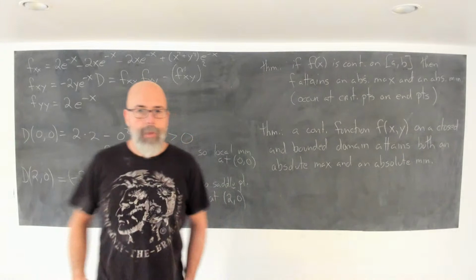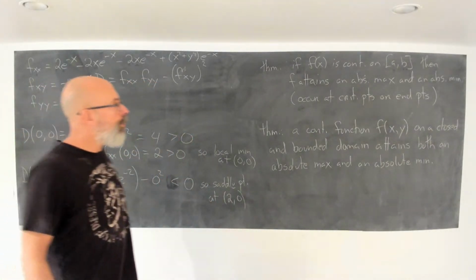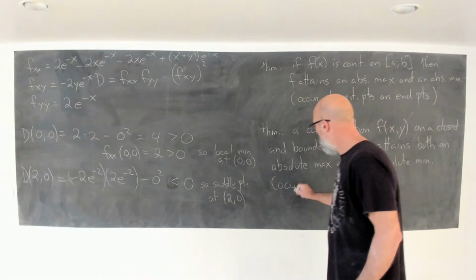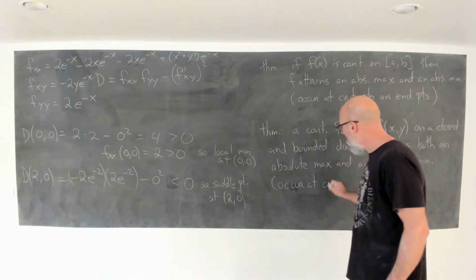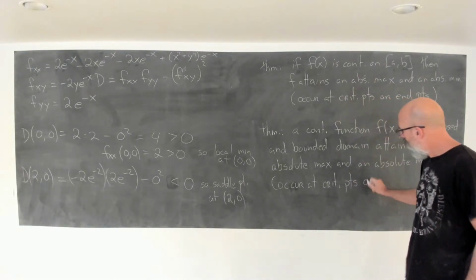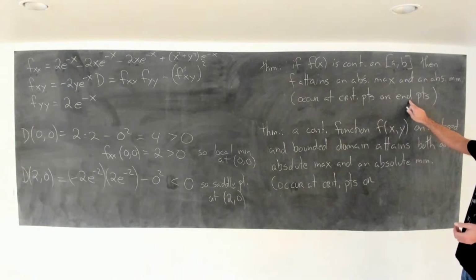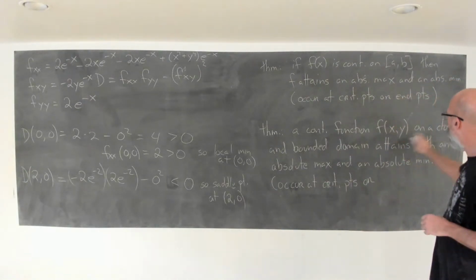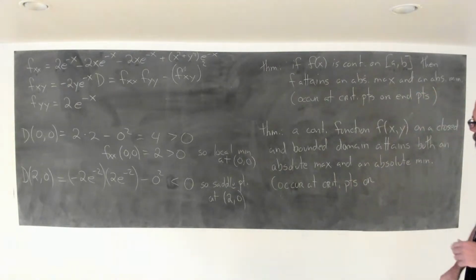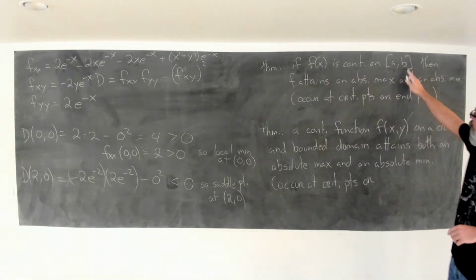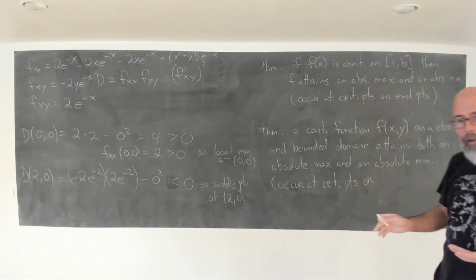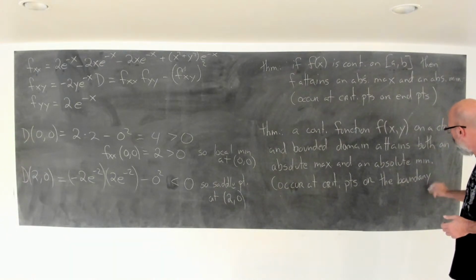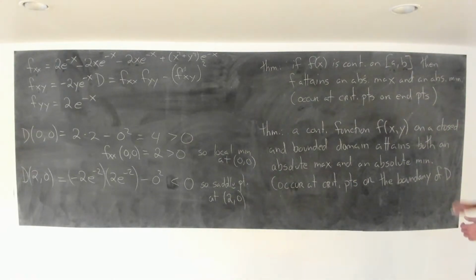And where can these occur? In exactly the generalization of the above theorem: at critical points, or, well, in this theorem it was endpoints, because it was the end of your domain, a continuous function. So critical points or the end of your domain, or the boundary of the domain.